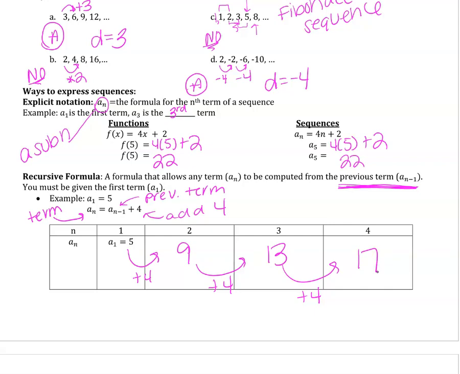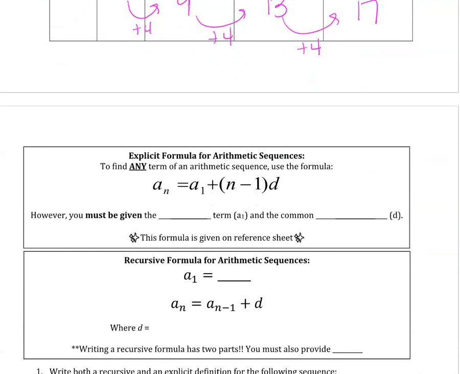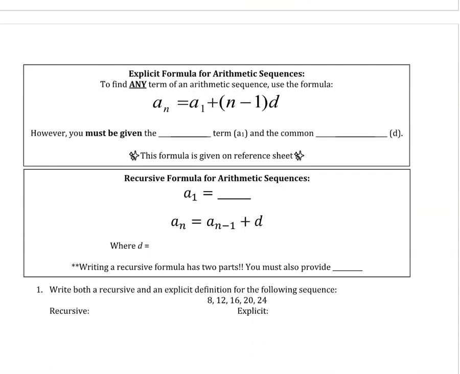So on the next page, I have these summarized for you. Okay, so first being your explicit formula. This allows you to find any term of a sequence, and it's given by this formula right here. Please note that this formula is given on your Regents reference sheet, so it does not have to be memorized. Although I would recommend you memorize it because then you're just faster that way. Now, in order to use this, you have to be given the first term and the common difference, or be able to find it.